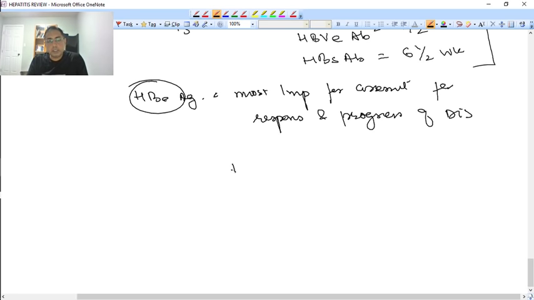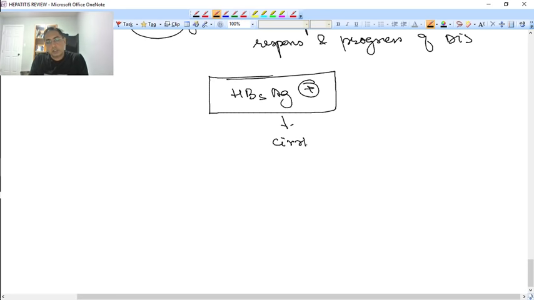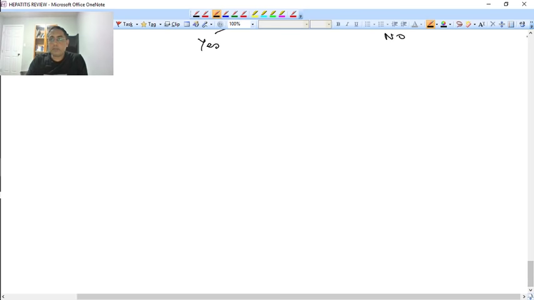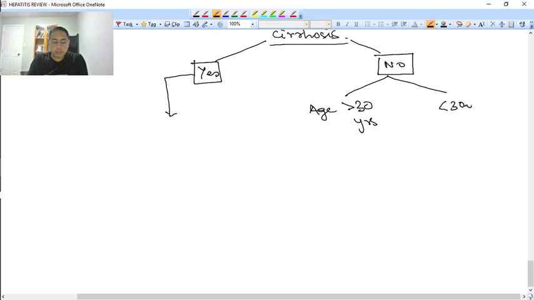For treatment of hepatitis, we shall see that if the patient is HBS antigen positive, we will check for cirrhosis of liver, the state of liver cirrhosis. The cirrhosis could be yes or no. Once the cirrhosis is there, this patient would directly need to take up treatment. But if the cirrhosis is not there, then we see the age of the patient, whether more than 30 years or less than 30 years. If it is less than 30 years and there is no cirrhosis, the guidelines would be to monitor the case.